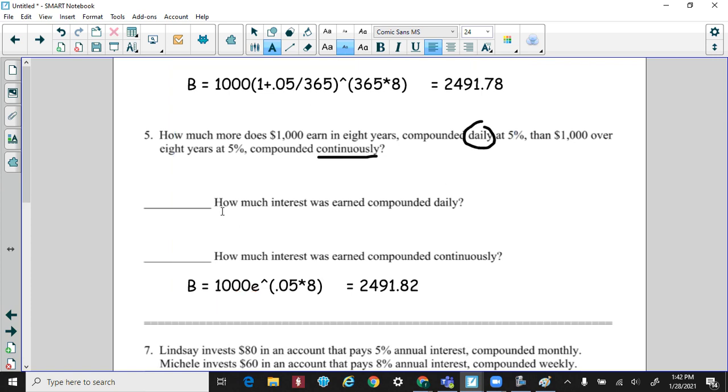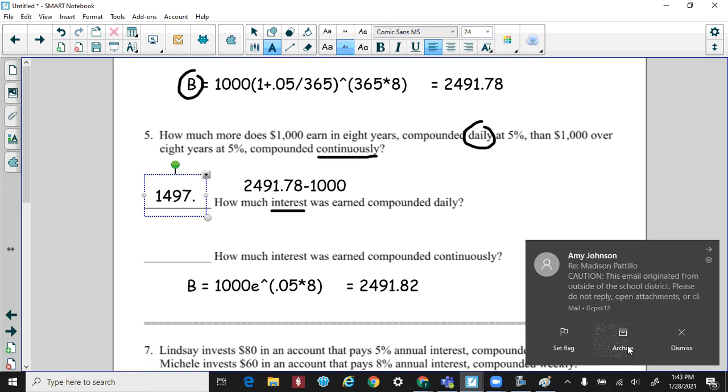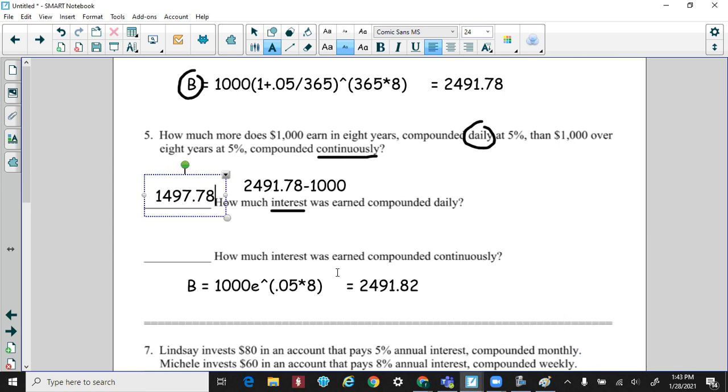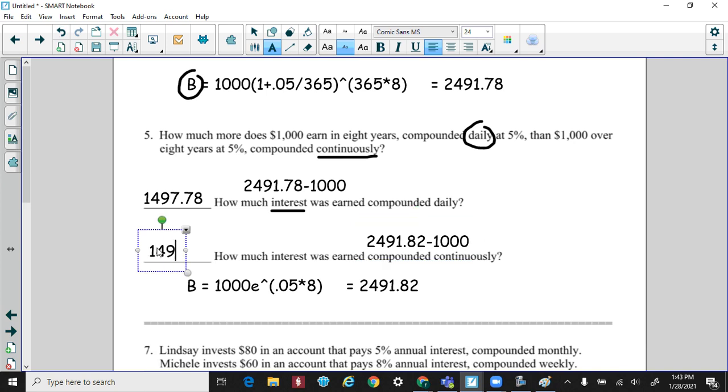But here's the question again, be prepared. How much interest? Remember, this formula gives us the balance. So very simple. We have to take how much money we have now, subtract how much money we started off with, and we get an answer of $1,491.78. Same thing for continuously. 2491.82 minus 1,000 gives us $1,491.82.